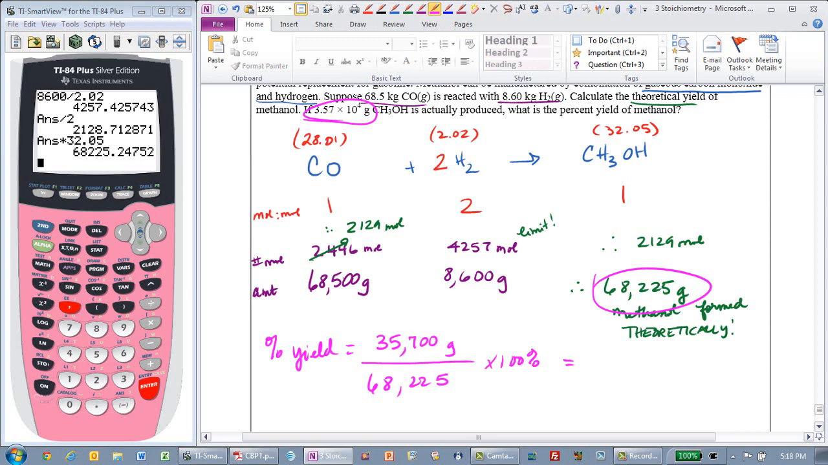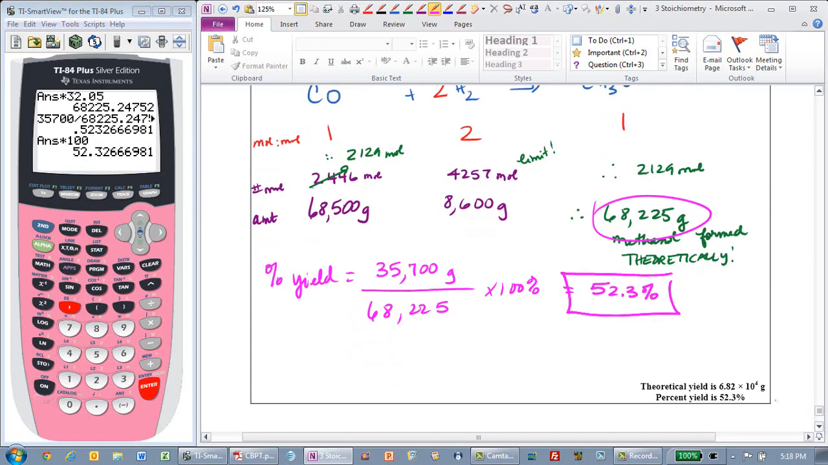So you ready? 35,700 divided by that 68,225 that's sitting there equals, I like to do that first, times 100. And you come out with 52.3%. Love it when I get the correct answer.